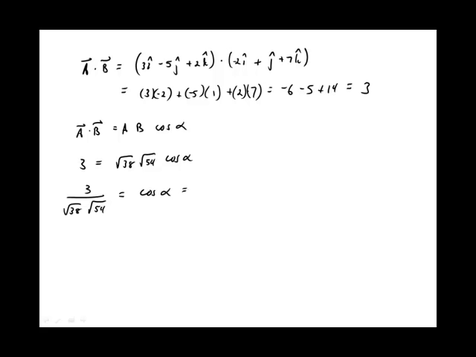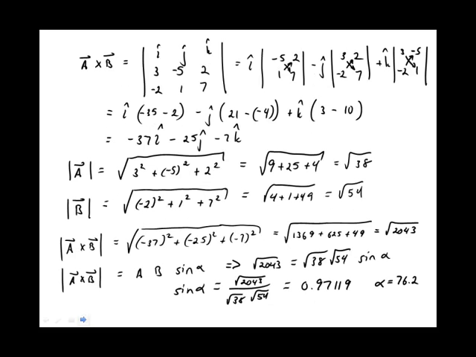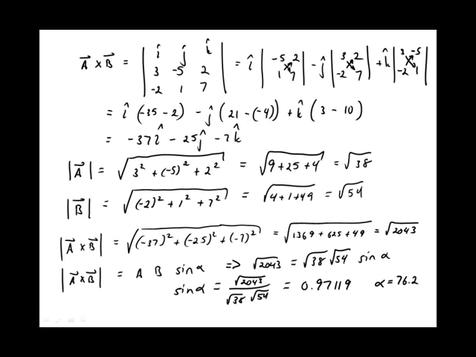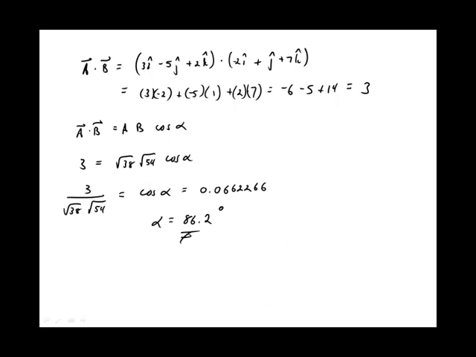But 3 over that square root is 0.0662266. And so alpha is the arc cosine of that, and that's 86.2 degrees, which is not the same. So I've got an error someplace. Alright, so I checked my calculator, and my cross product is correct, and my dot product is correct, and the magnitude of B is correct, and the magnitude of A is correct, and the arc cosine is correct. The square root of 2043 is correct. There's my error. This should be 0.997. And now I get 86.2. So I have agreement here. All right, that should do it.